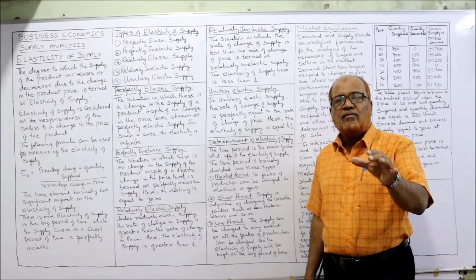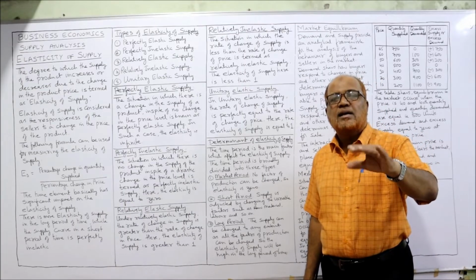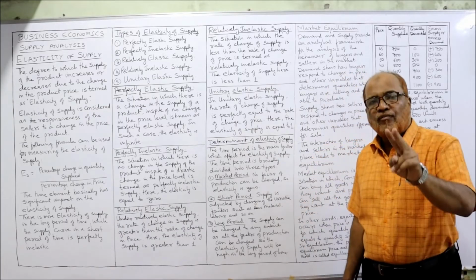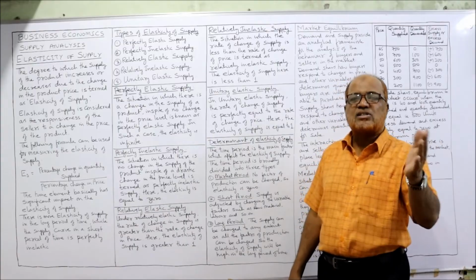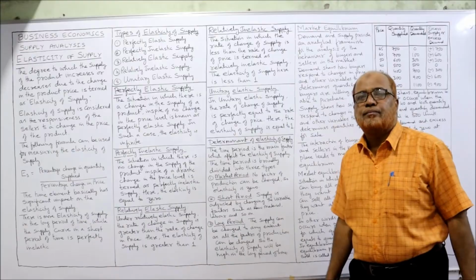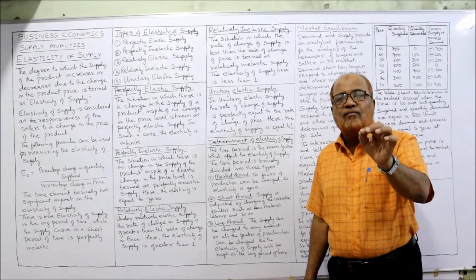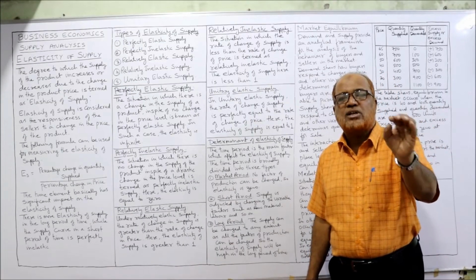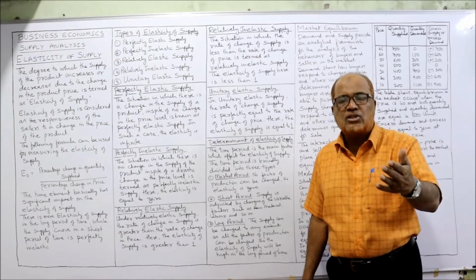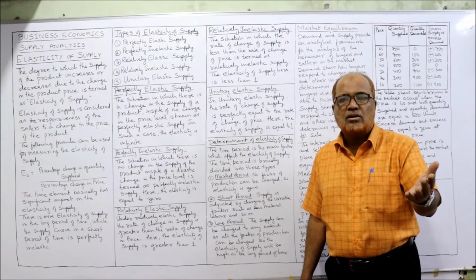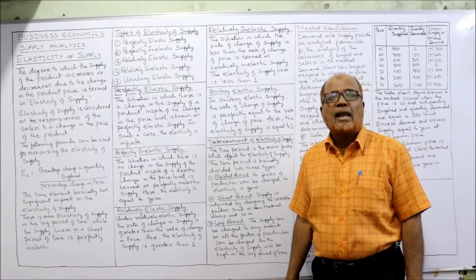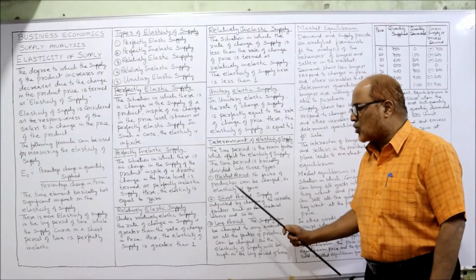Short period is a period in which the producers or suppliers can change only the variable factor of production. Two factors of production are there, variable factors and fixed factors. The fixed factors cannot be changed in the short period. Only variable factors of production can be changed, like raw material, labor and so on. So these variable factors can be changed, so supply can be changed. So here in this case, there is a small elasticity of supply in case of short period.